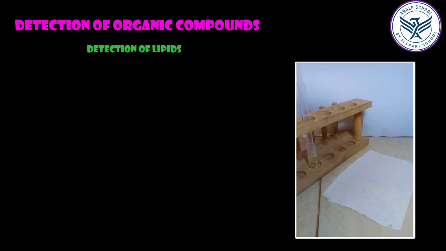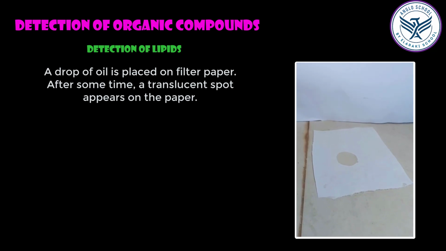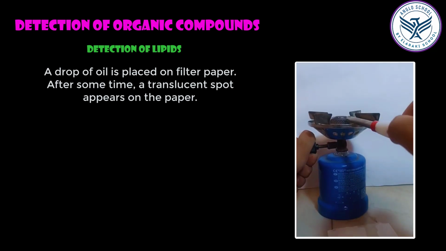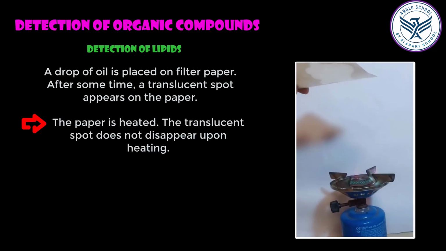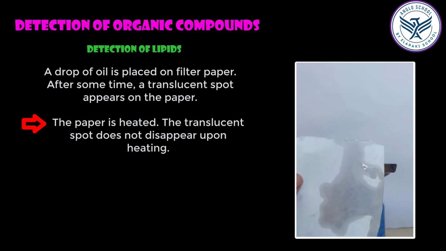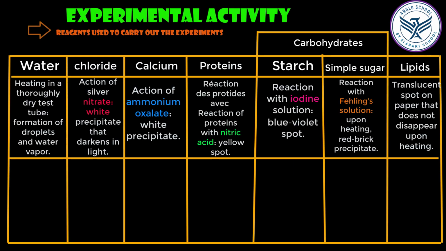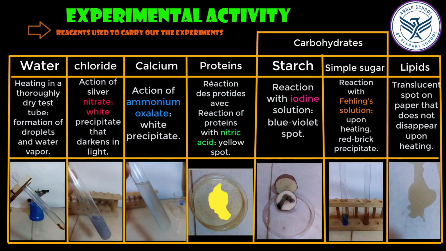Detection of lipids. A drop of oil is placed on filter paper. After some time, a translucent spot appears on the paper. The paper is heated. The translucent spot does not disappear upon heating. The results of this experiment show the different reagents used to detect the main chemical components of food, and in the second part of the table, we show the different results with pictures.